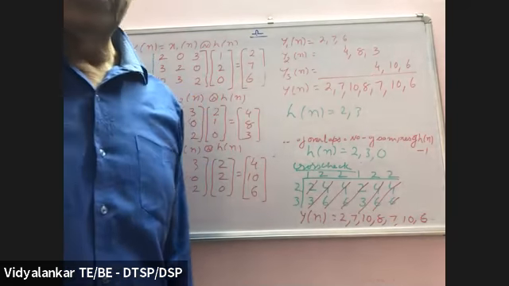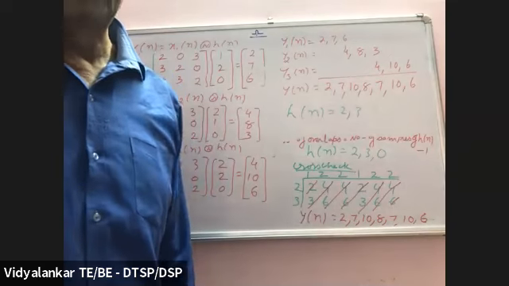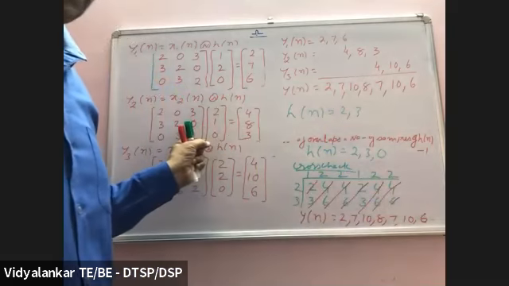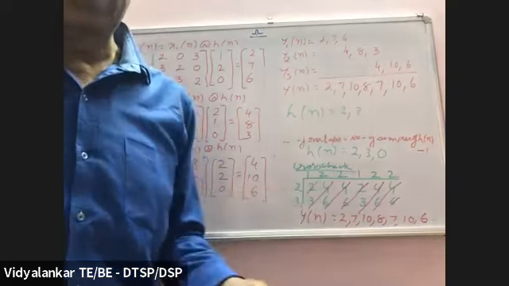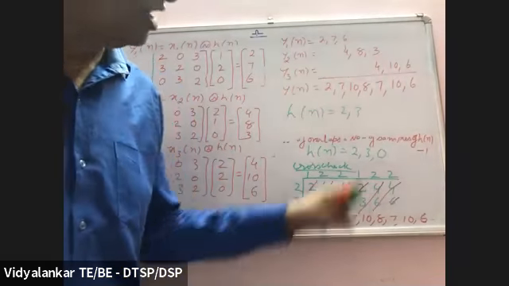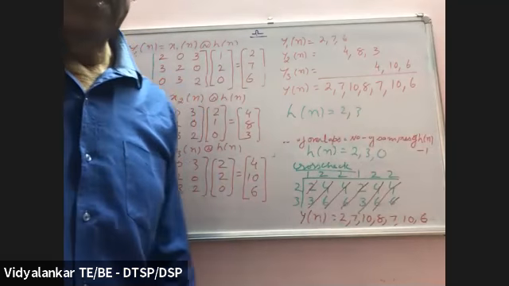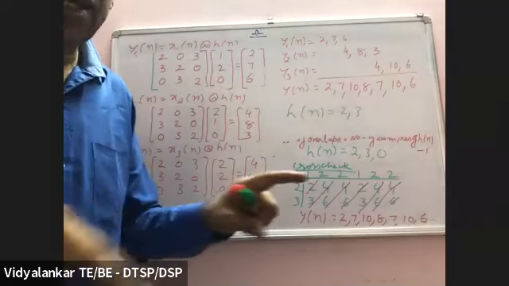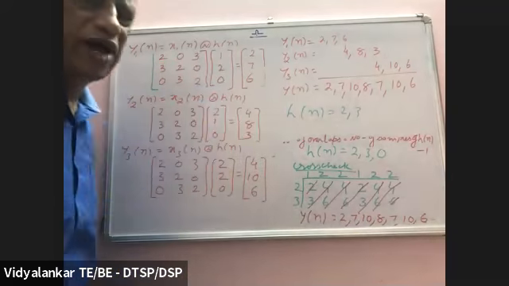So therefore, in our first option, x1 and x2 have 4 samples. That is why h of n we made 2, 3, 0, 0. Whereas in the second option, x1, x2 and x3 have 3 values. So therefore h of n also requires 3 values. So after 2, 3, only 1 zero is added. To apply the circular convolution, x and h should have the same number of samples. That way only we can do the matrix multiplication.